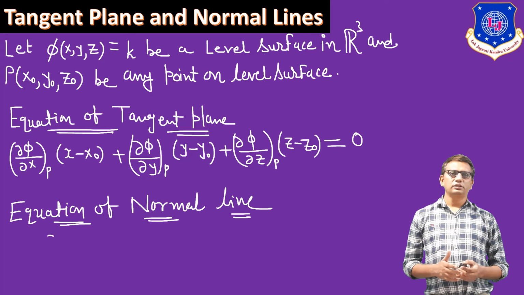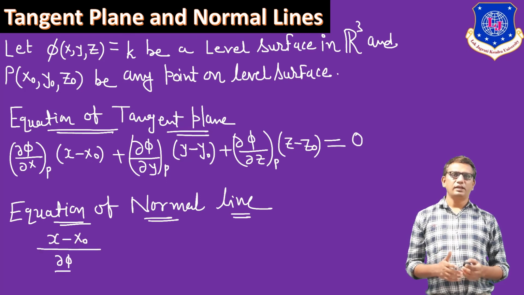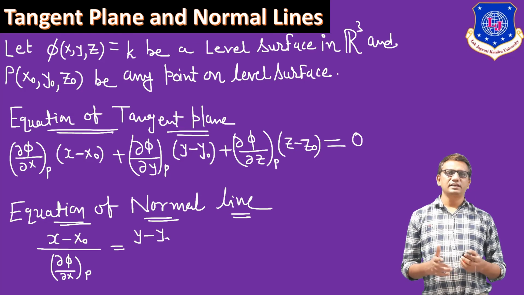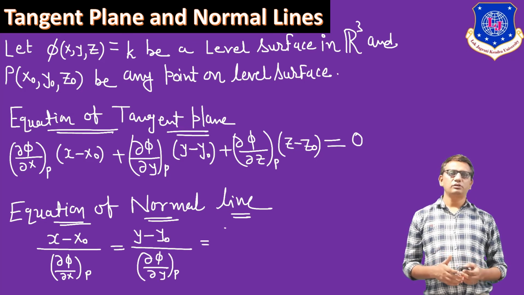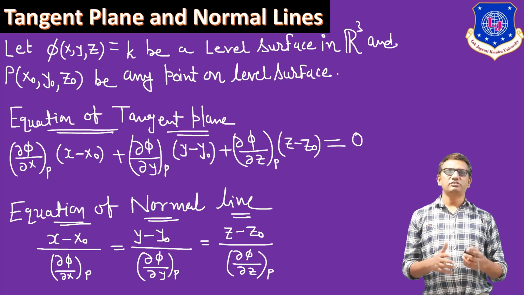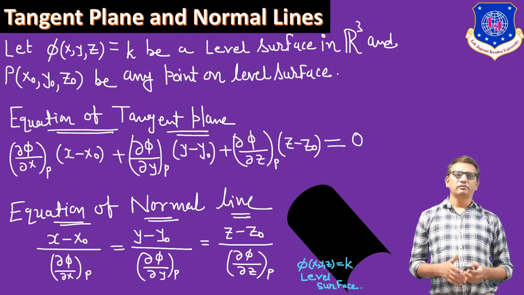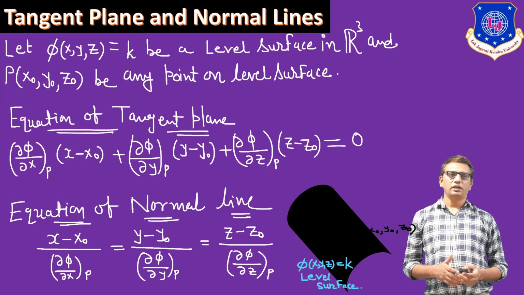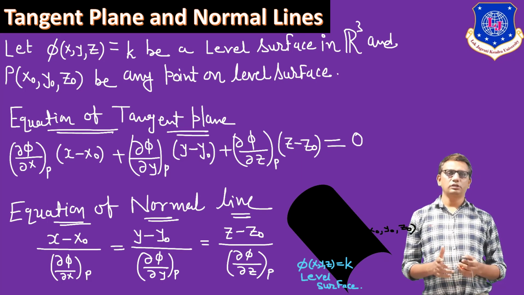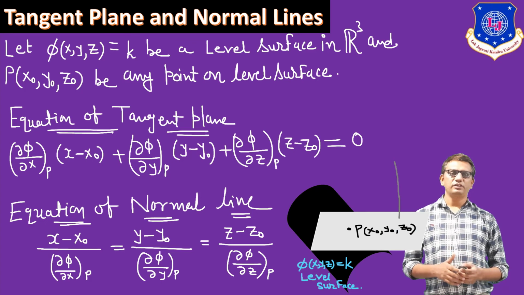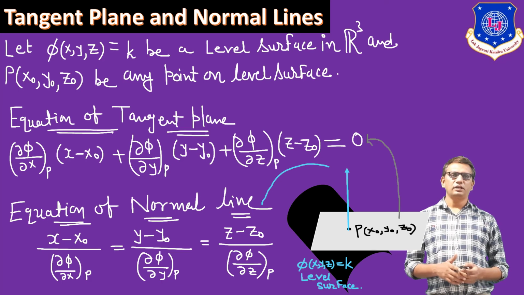And the equation of the normal line is given by (x minus x0) upon del phi by del x at point P, equals (y minus y0) upon del phi by del y at point P, equals (z minus z0) upon del phi by del z at point P. So that is our normal line in the vector space. So this is our level surface, and P is any fixed point on the surface, and the tangent plane is given by this equation, the normal vector is nothing but the gradient, and the normal line is given by this equation.